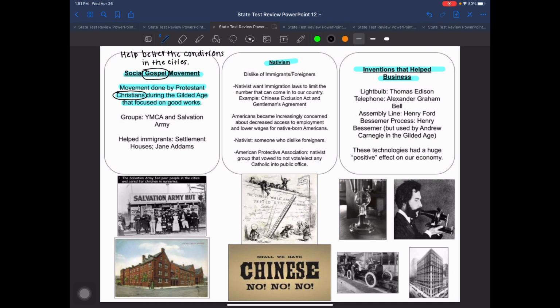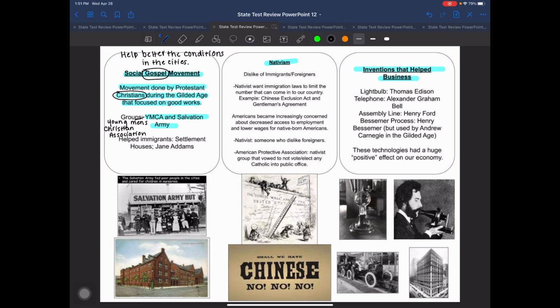So a couple of organizations that were created that were Christian-based, are Christian-based, were the YMCA and the Salvation Army. In YMCA, there was a YWCA back in the day as well, but YMCA stands for Young Men's Christian Association.